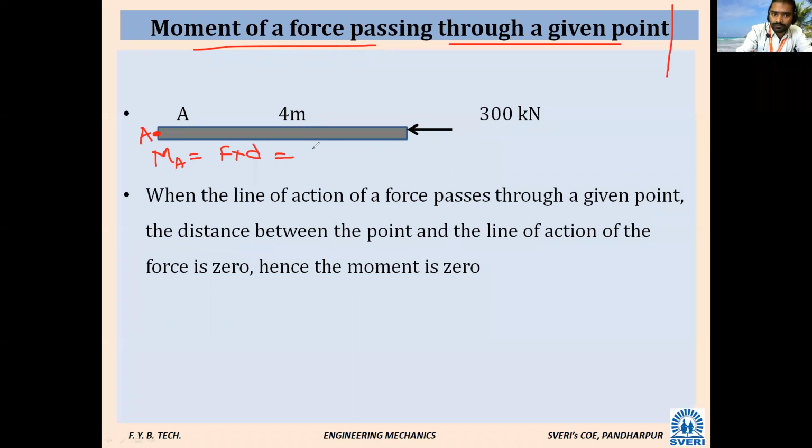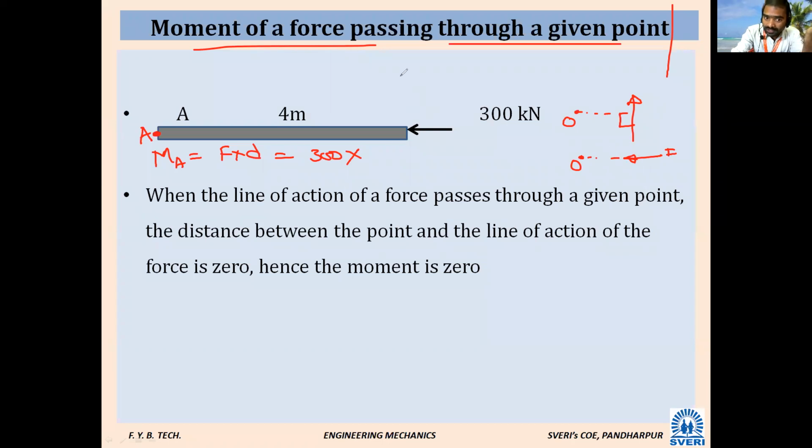Here F is given, 300 kilonewton. How much is D? Everyone is saying 4. Is it correct? No, sir, because the force is acting through that point itself. Right. If this is the point O and the force is like this, I always want the perpendicular distance between the force and your point. In this case the force is moving in this direction, and I want the moment about this point. What is the perpendicular distance between these two? It is 0.